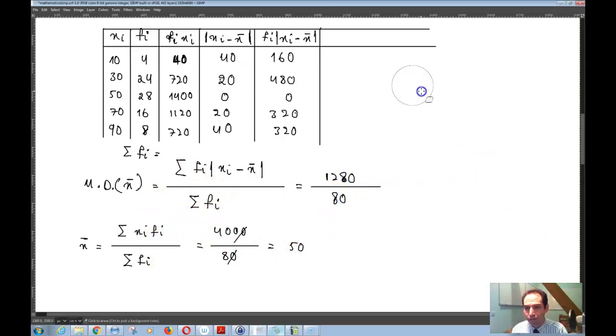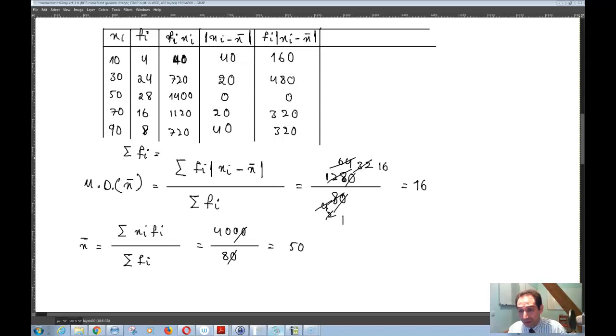So you can simplify this. First of all, you can cancel the zeros and then divide by 2: you will get 64. Divide by 2, you get 32. Divide by 2, 16. Divide by 2, 8. It seems that the mean deviation about the mean is 16, so for question number 6, 16 is the correct answer.